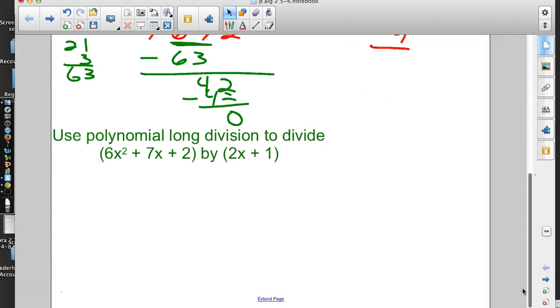So down here, we're going to jump right into this today. Objective, remember what you did with long division before? Here's a polynomial. Now do it.